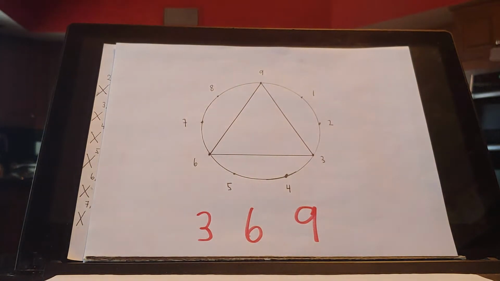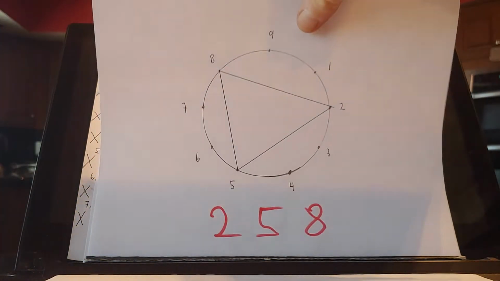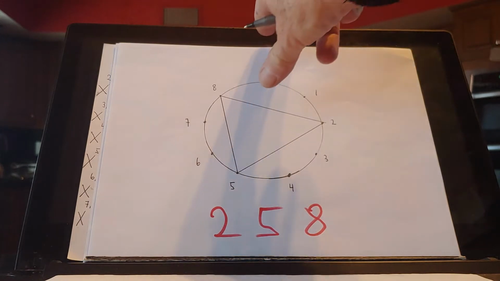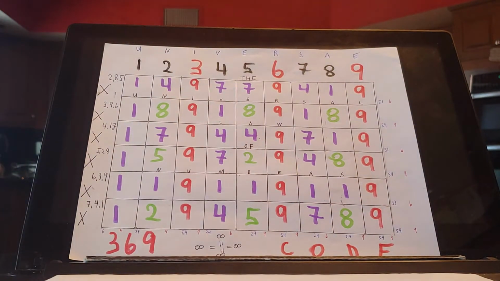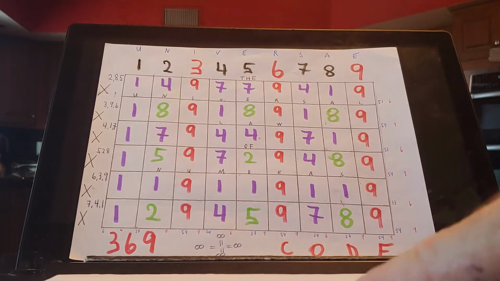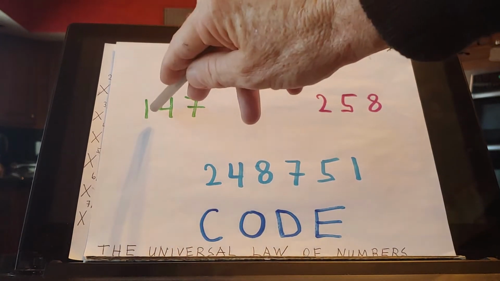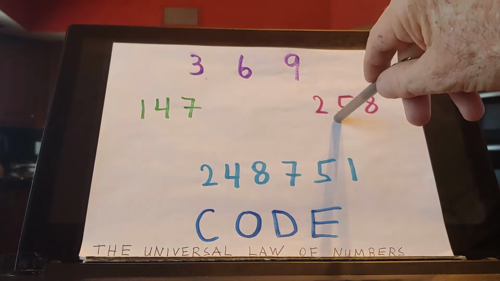So what these triangles are doing is they're all rotating simultaneously, and the numbers are clicking up a notch at a time. But it's just going 1, 2, 3, 4, 5, 6, 7, 8, 9, and I will demonstrate that more for you. So the 3, 6, 9 code gives us these codes, 3, 6, and 9, which is also 1, 4, and 7, because they're the same thing, which is also 2, 5, and 8.